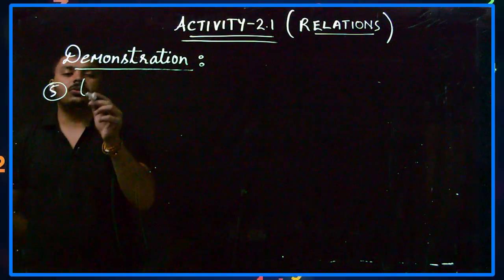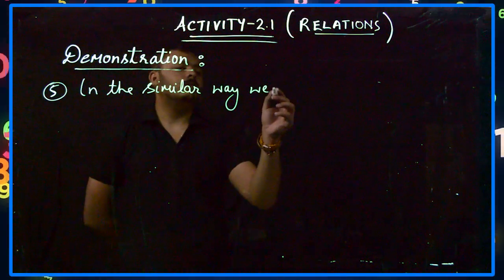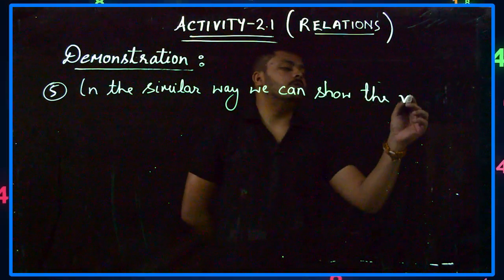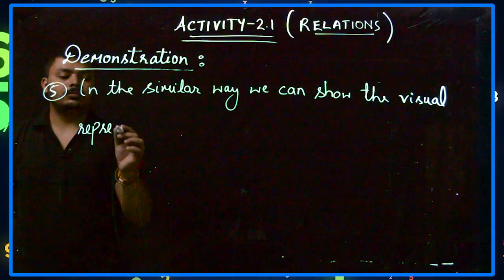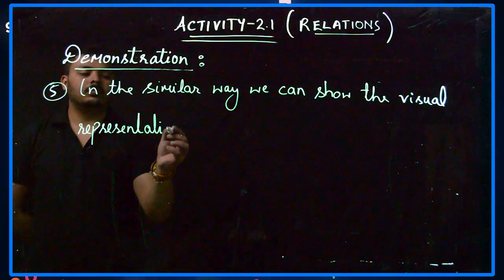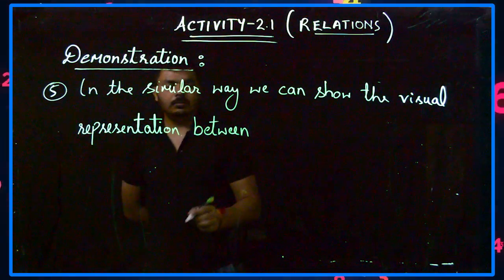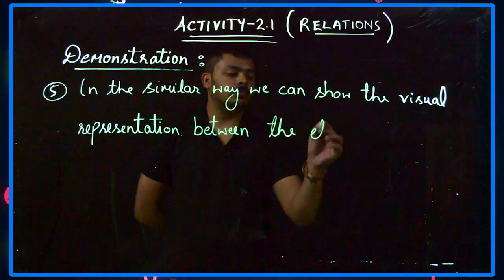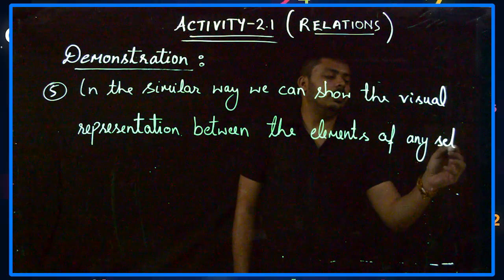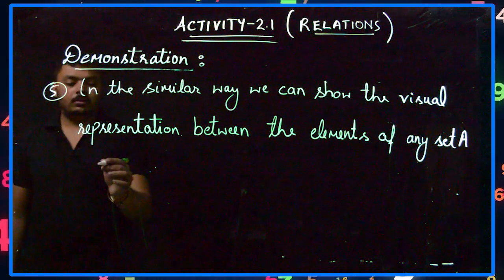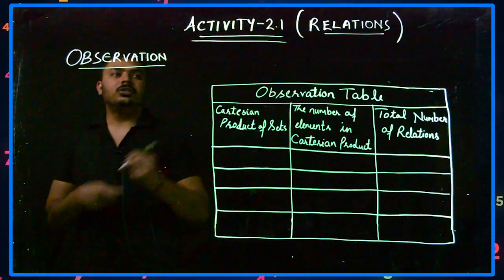So students, in a similar way we can show the visual representation between the elements of any set A and set B. So students, now let's see our observation for the given activity.